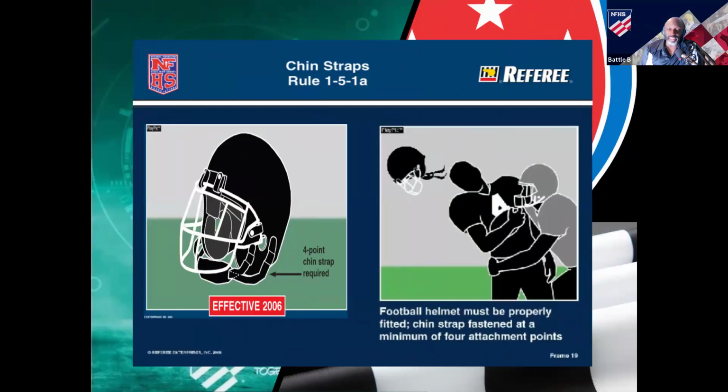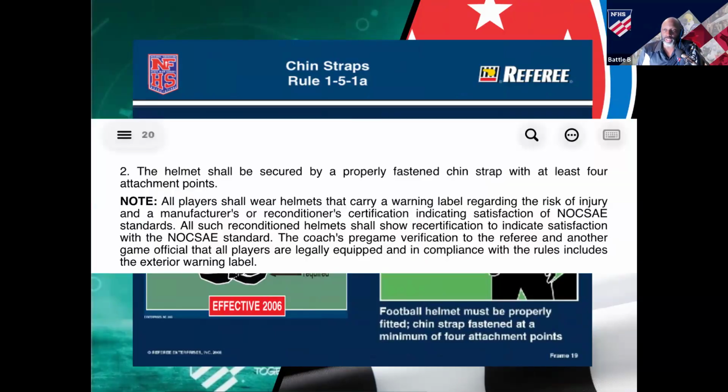In 2026, that's when they changed from a 2-point strap to a 4-point strap being required. If you go back to what we just read, the helmets shall be secured by a properly fastened chin strap with at least 4 attachment points. So again, if a player has one of them dangling, it has to be buckled. Tell them to buckle it up because that's what he needs to do.